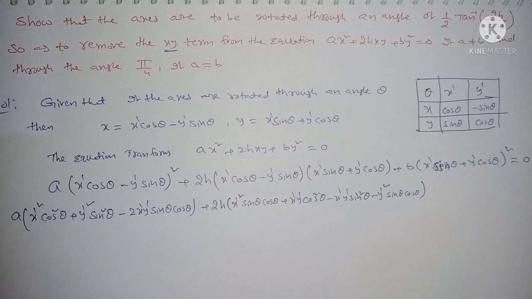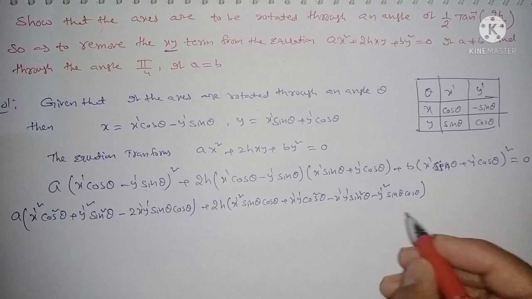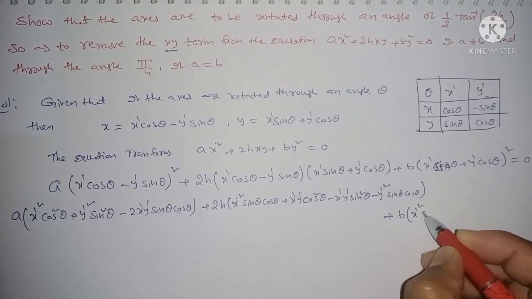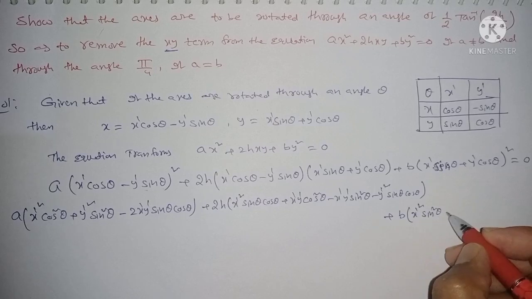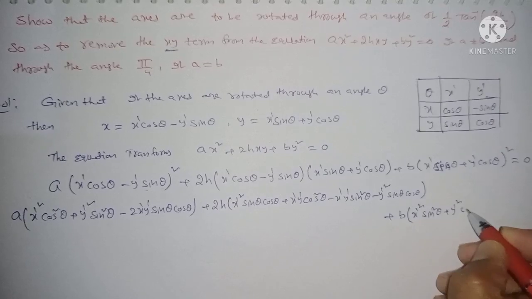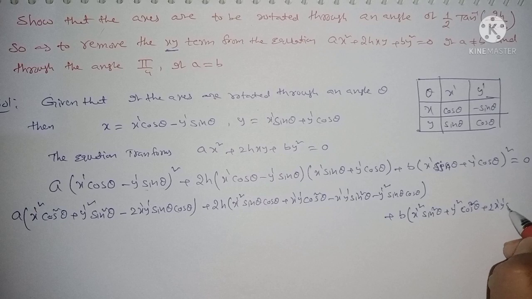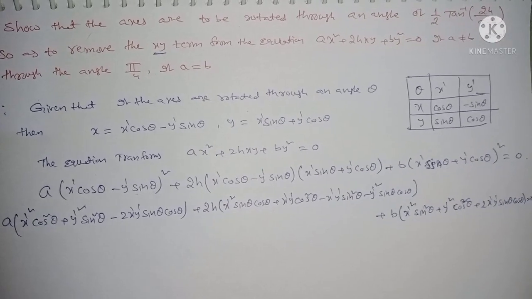Next, this is the b term. I can write here b of x dash square sin square theta plus y dash square cos square theta plus 2 x dash y dash sin theta cos theta is equal to 0.